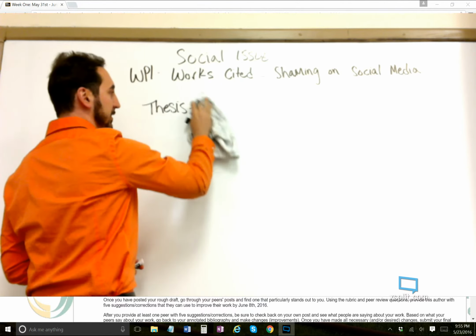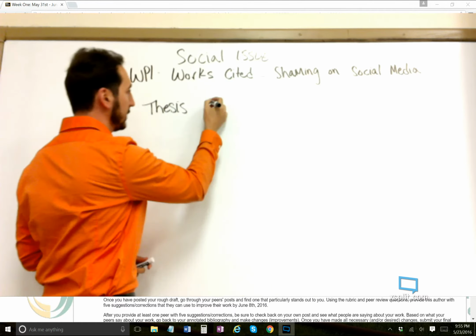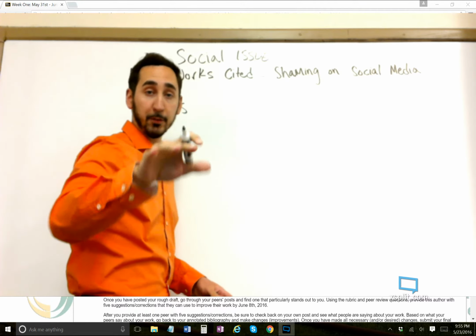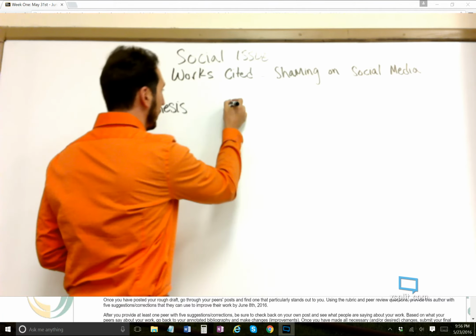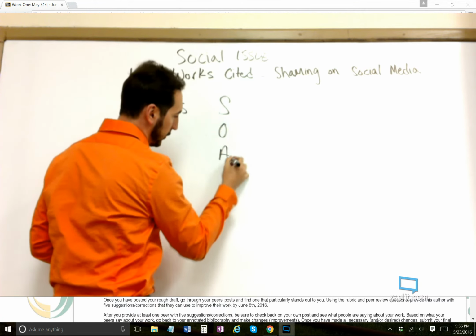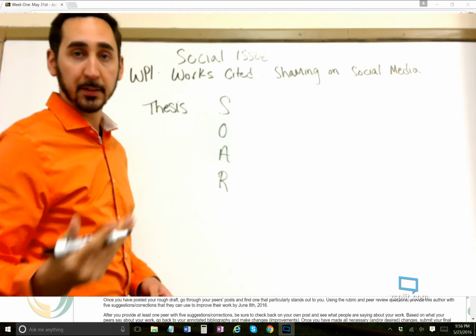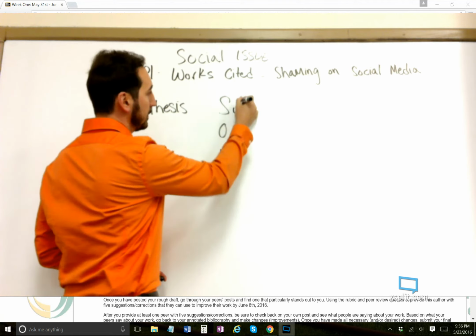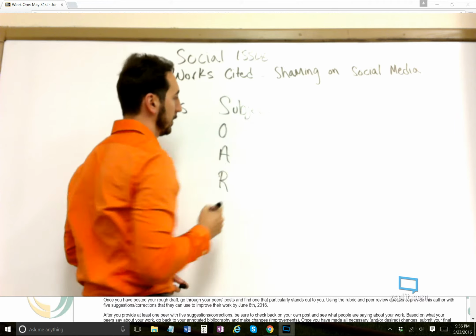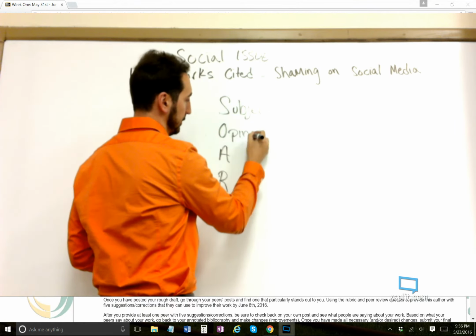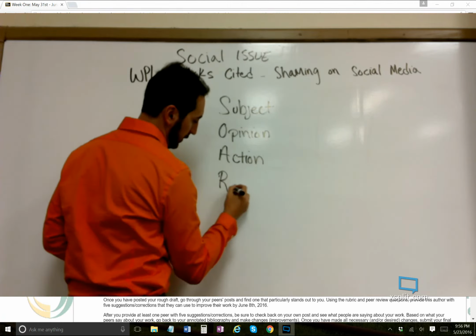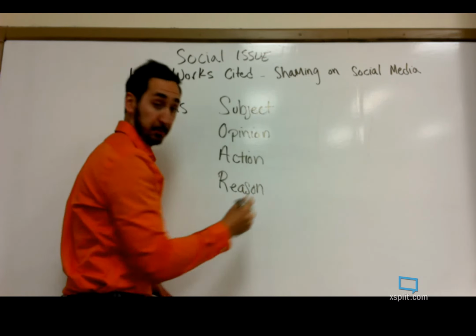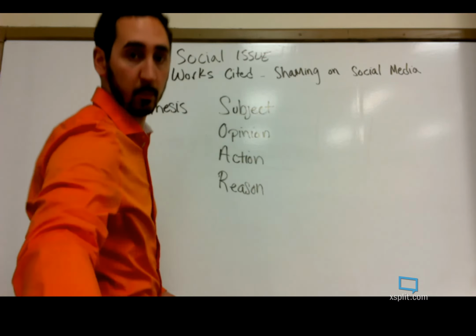A thesis has 4 parts. I remember it because of the SOAR acronym. If you've had my class before, you're going to remember it. I call it the SOAR acronym because it's 4 parts, S-O-A-R. The first part is the subject. Second part is the opinion. Then it's the action and the reason. Okay. Subject, opinion, action, reason.